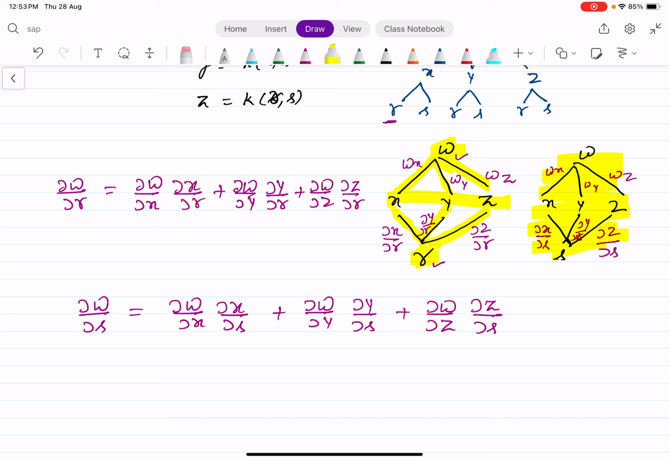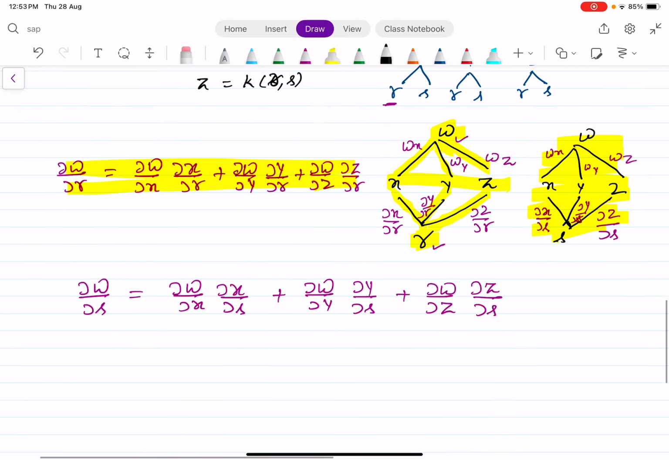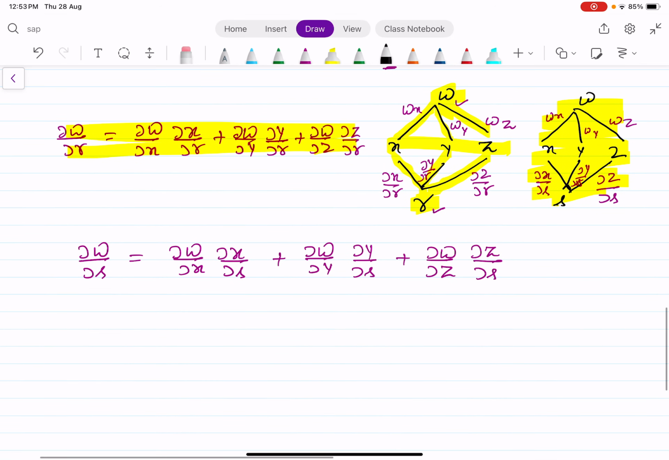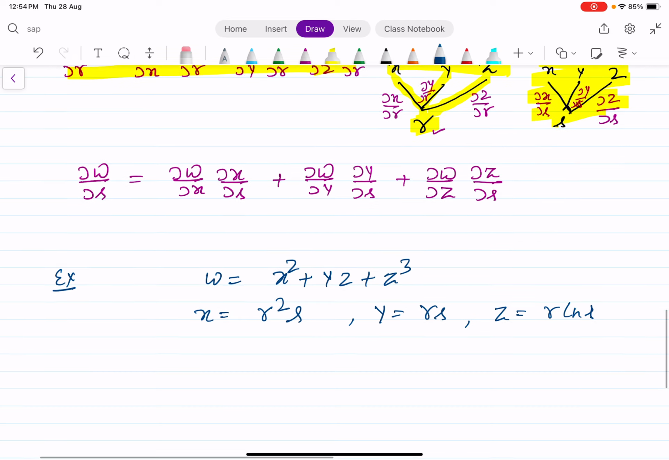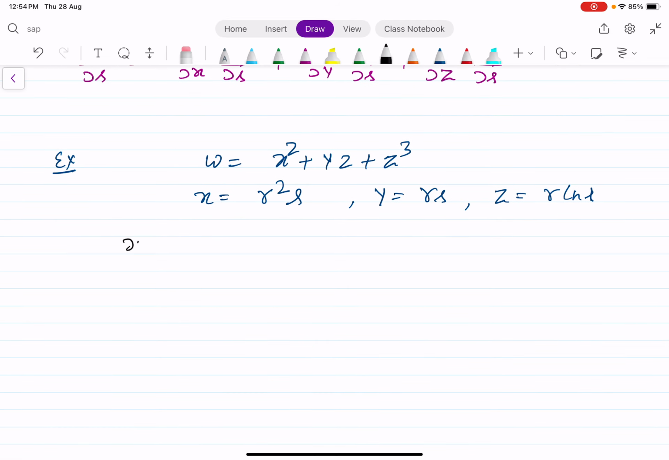If you want, you can compute it by yourself without using the tree diagram, but the tree diagram always helps us in applying the chain rule when the function is of more than one variable. So let us do one example here. W is a function of x, y, z: W = x² + yz + z³, where x = r²s, y = rs and z = r ln s. Now compute ∂W/∂R.